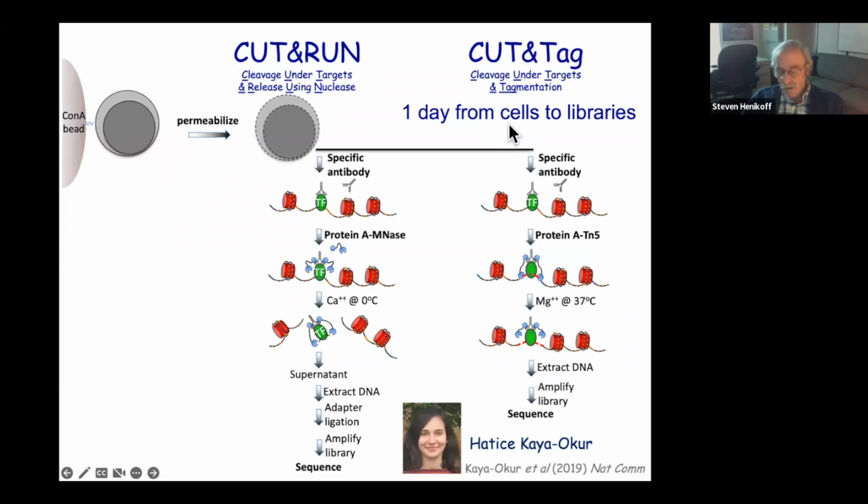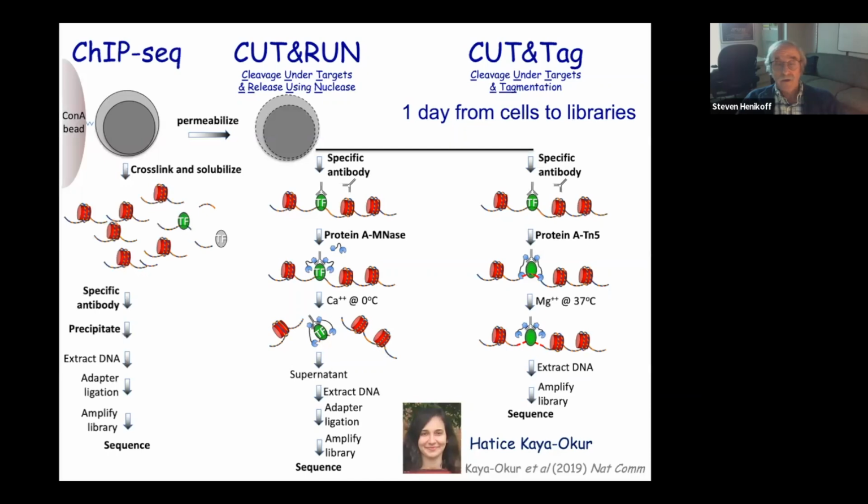Now, one nice thing about this, in addition to being fast, is that the backgrounds are very low. And that's because, unlike ChIP, where you cross-link and solubilize the entire cellular contents, and then add an antibody to pull a needle out of the haystack, with both of these methods, we're only solubilizing the little bit of DNA that's in the vicinity of the antibody, and that keeps the backgrounds low.